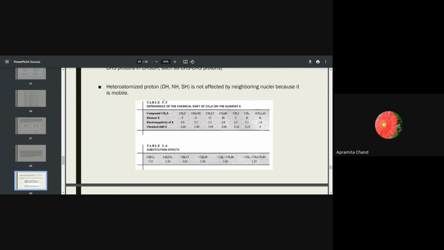Now, if you have a heteroatom, OH, NH, SH, those signals remain unaffected. The OH signal will appear exactly where it is supposed to appear. The chemical shift will be the same. CH3F, CH3OH, CH3Cl, CH3Br: whatever may be in the neighborhood, they will not be affected. The chemical shift of the protons attached to an OH group will not change.